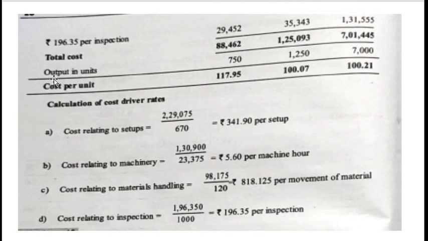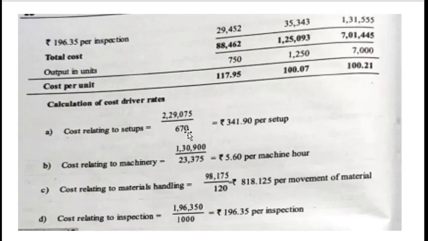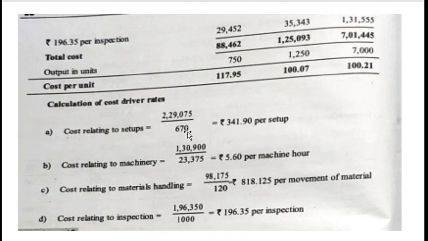So we need to calculate cost drivers first. So calculation of cost driver, cost relating to setup. Based on your percentage, you have already found the cost relating to setup, which is 2,29,075. So 2,29,075 divided by the number of setups given in the question, which is a total of 670 setups, will give you rupees 341.90 per setup.